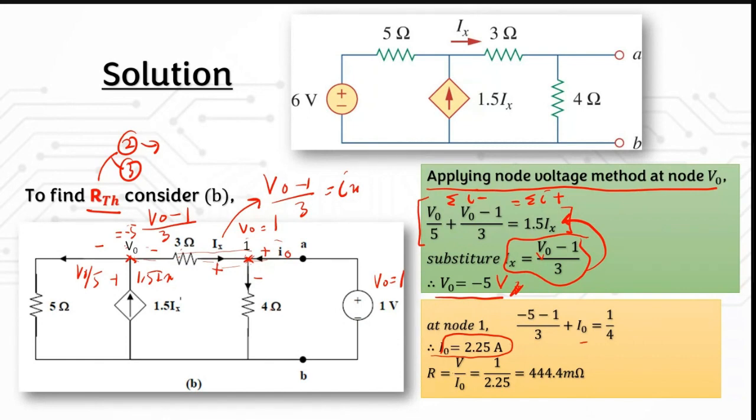And then you know that you can find your RTH. RTH is equal to V naught over I naught, where your V naught is 1 and your I naught is 2.25. Then when you calculate, you can get the value 444.4 milliohm for your RTH.